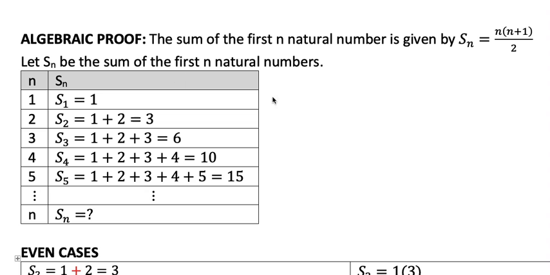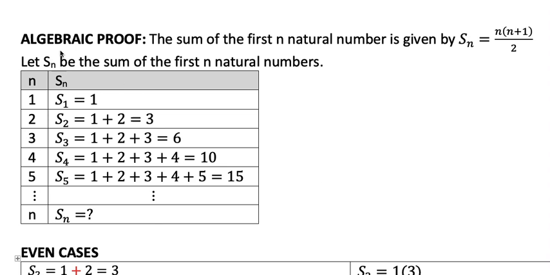MDM4U, a formula that is given to us in the textbook is Sn is equal to n times (n+1) over 2, which is the sum of the first n natural numbers. So that means if we add up numbers like 1, 1 plus 2, 1 plus 2 plus 3, these consecutive numbers, when we add them together, what is their total? We can do this by hand, but eventually we want to know what this is in general.